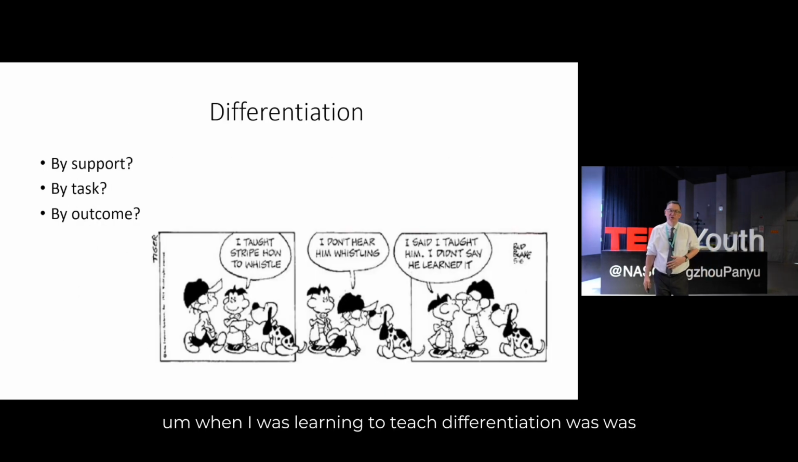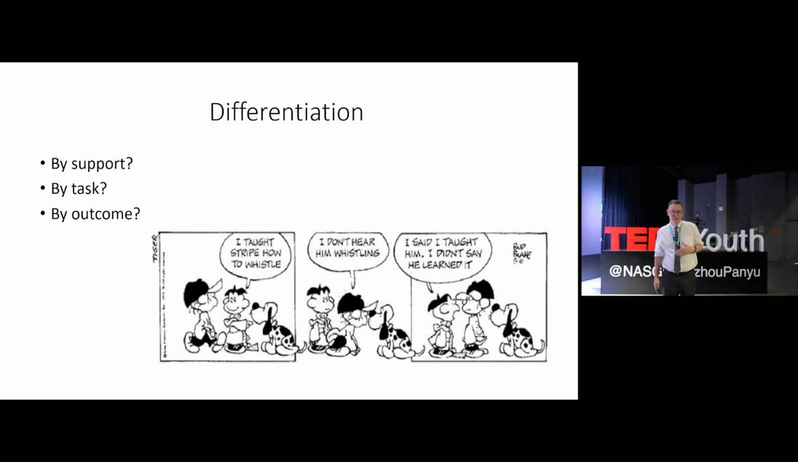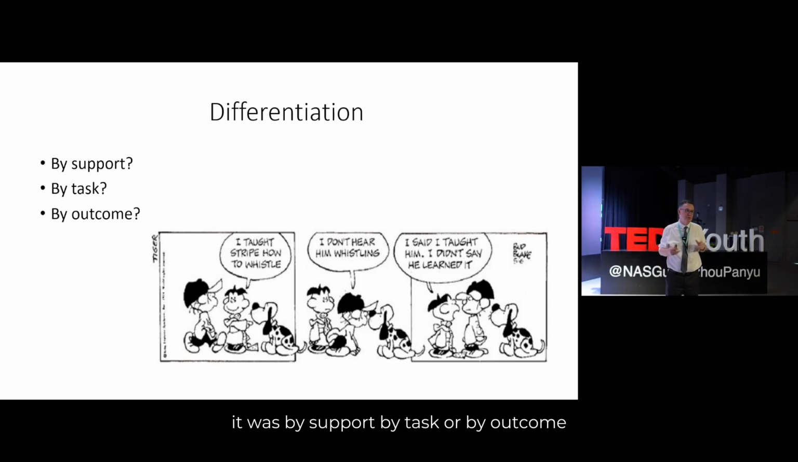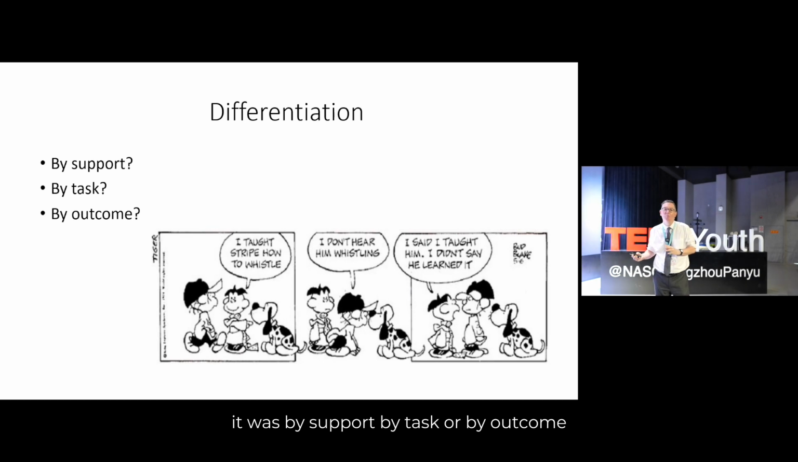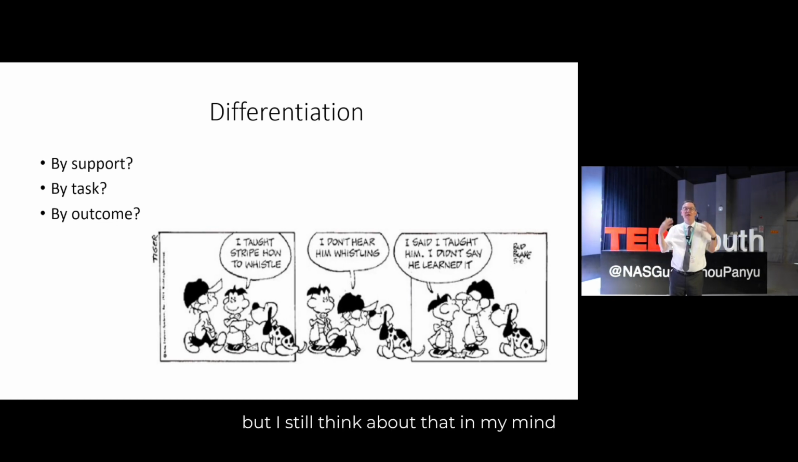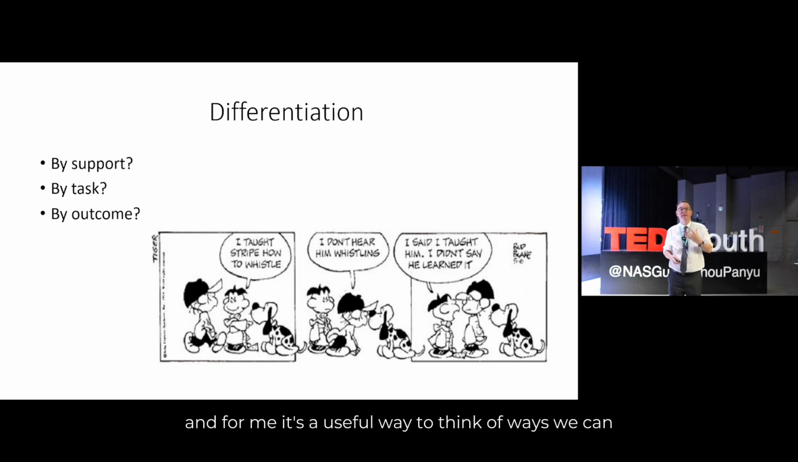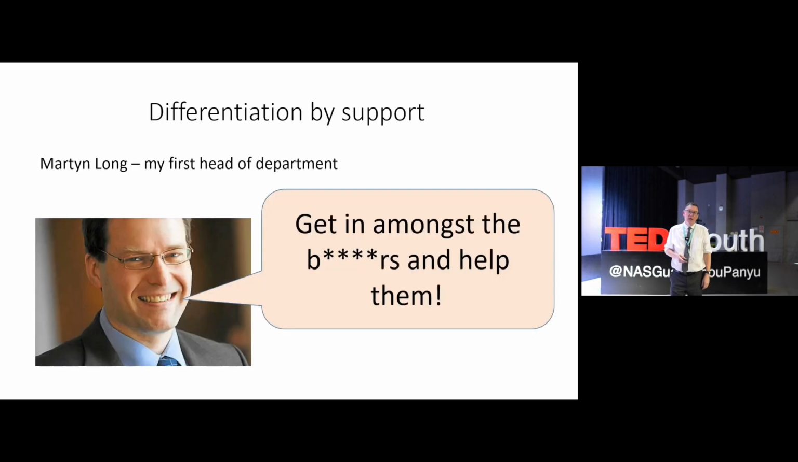When I was learning to teach, we classified differentiation in three different ways: by support, by task, or by outcome. That was a few years ago now, but I still think about that when I'm thinking about differentiation. For me, it's a useful way to think of ways we can differentiate in class.